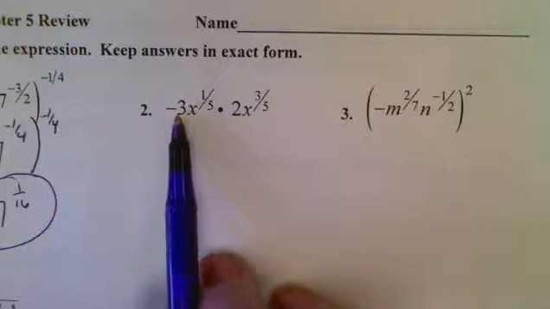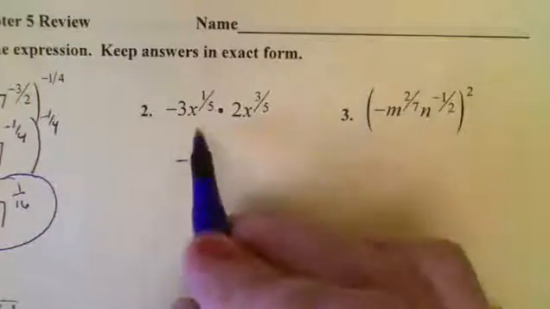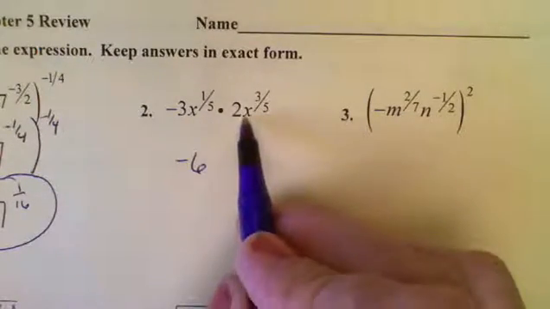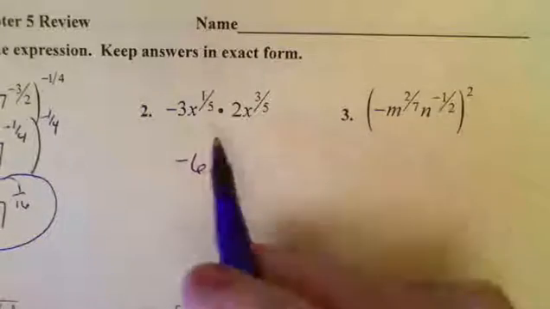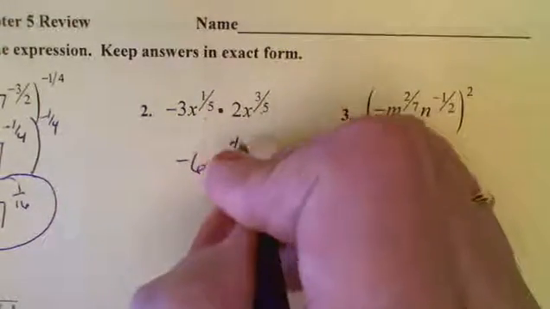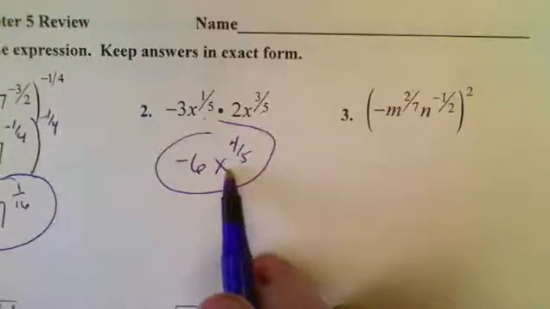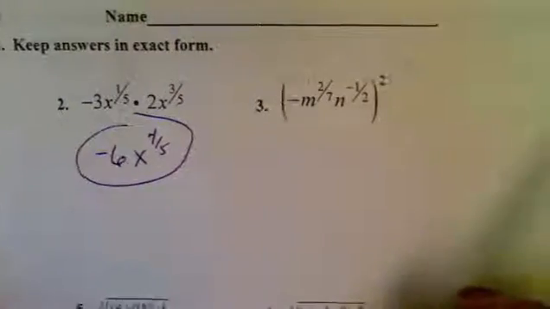Number 2, I just put on there to show you that even if there's coefficients in front, you still want to multiply negative 3 times 2, negative 6. When you have x to the 1/5 times x to the 3/5, you keep the base. You're multiplying, so you add the exponents, and you should get 4/5.